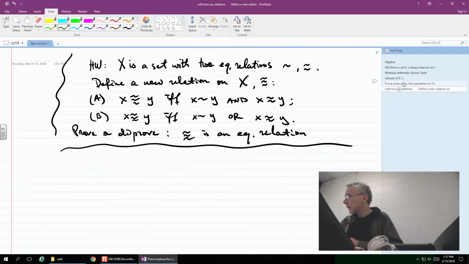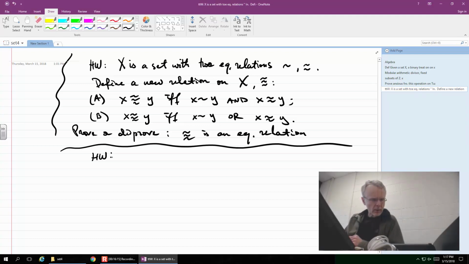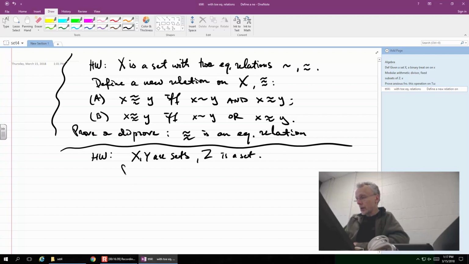Okay, I see here another homework that I want to let you think about. This one is about the Cartesian product. X and y are sets, and we know what x cross y is. Now, z is a set, and we are looking at two functions, f from z to x and g from z to y.